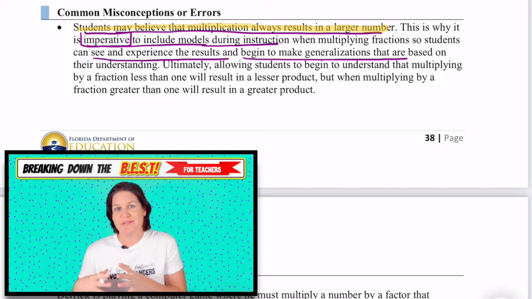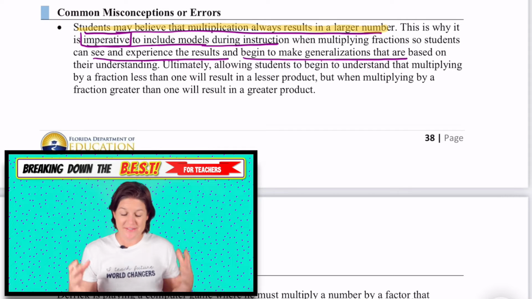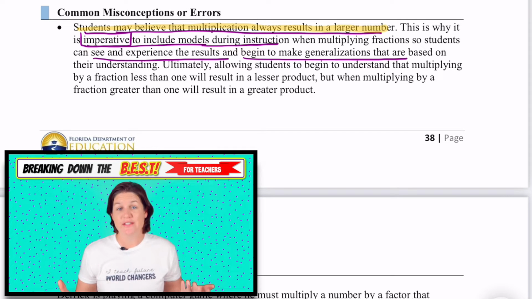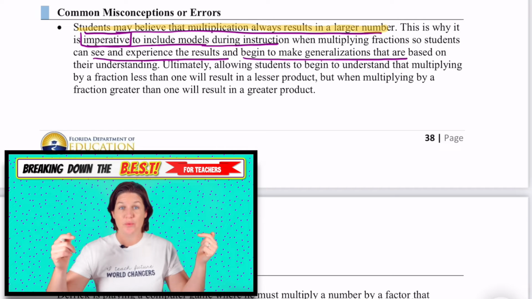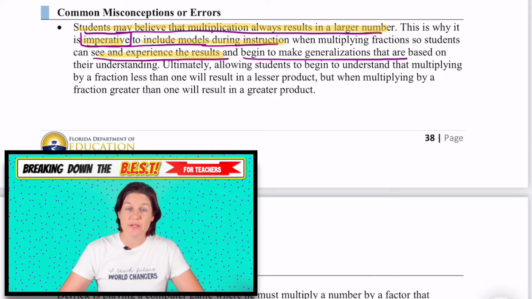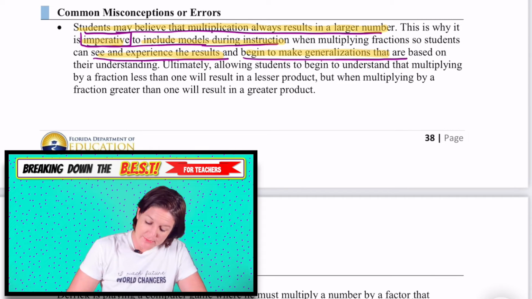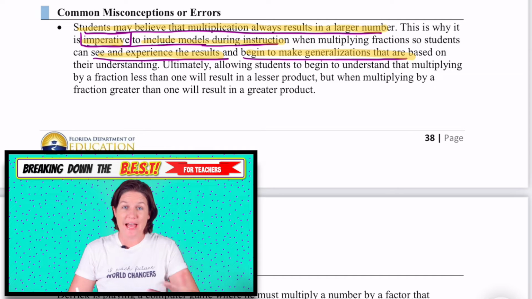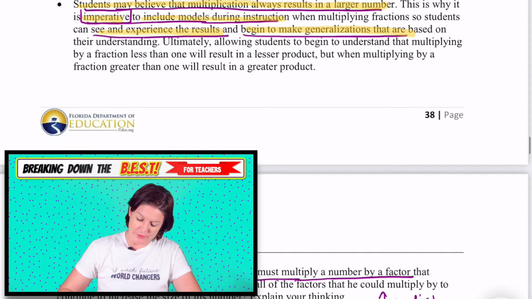And really, we shouldn't have said that to begin with, because in this case, when we're multiplying by fractions less than 1, the product is actually going to decrease in value. That's why it's imperative to include models during instruction, so that way they can see and experience the results and begin to make generalizations that are based on that understanding with the models.